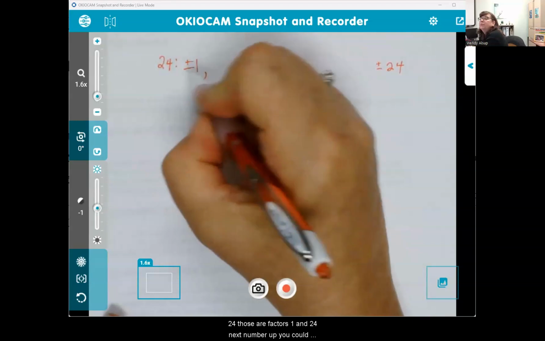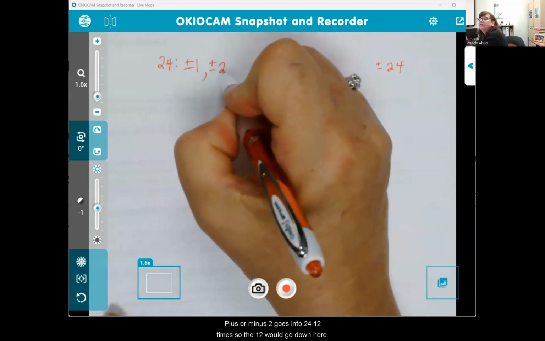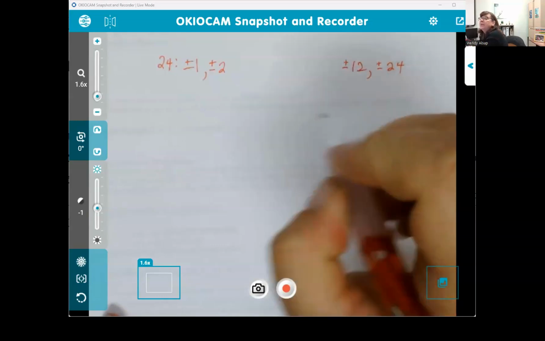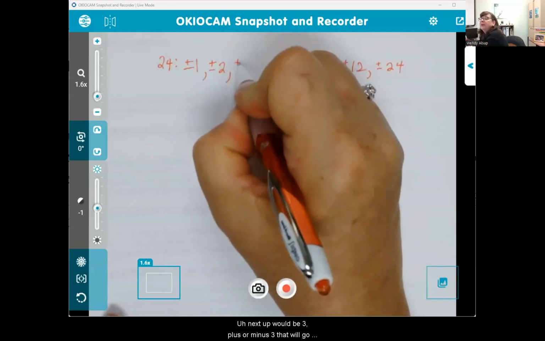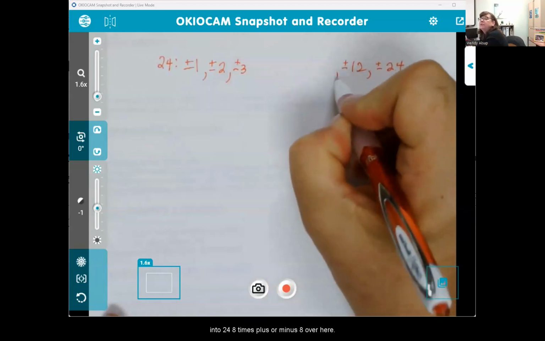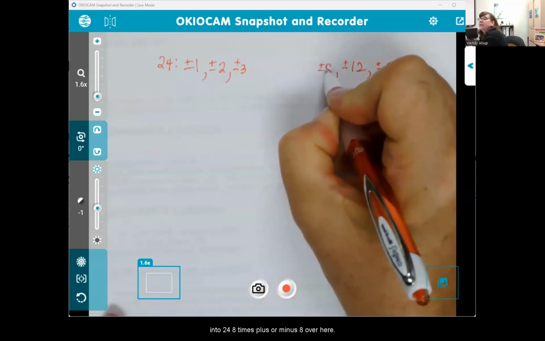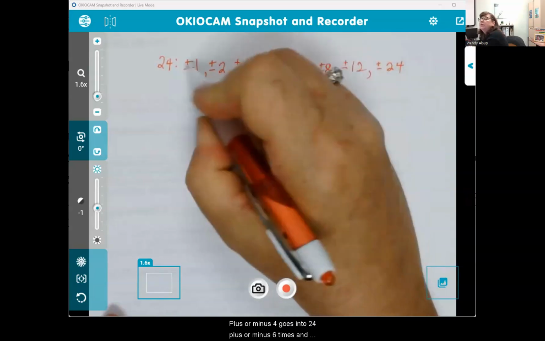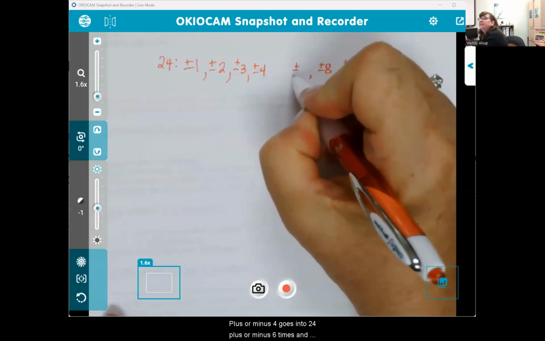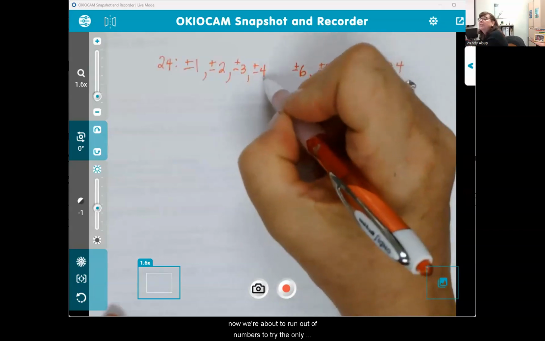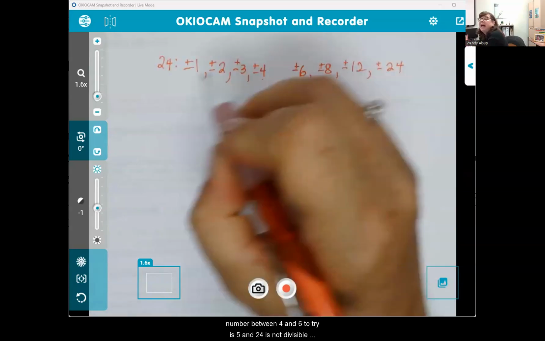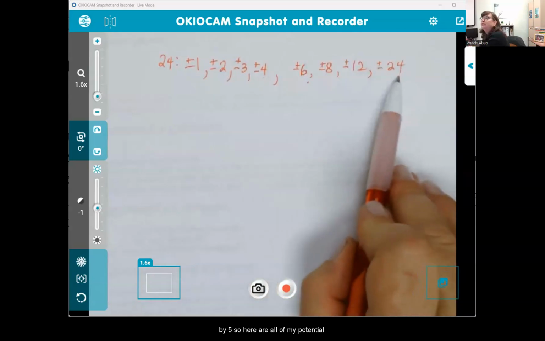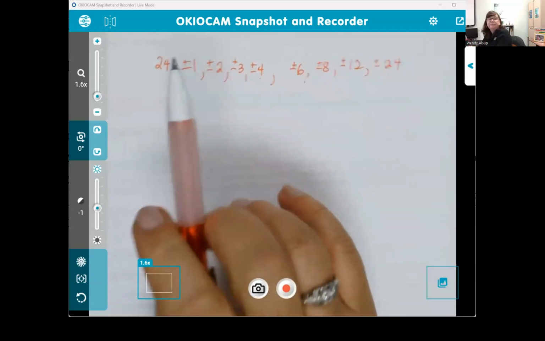Next number up you could divide 24 by is 2. Plus or minus 2 goes into 24 12 times, so the 12 would go down here. Next one up would be 3. Plus or minus 3 will go into 24 8 times, plus or minus 8 over here. Next number up to try is 4. Plus or minus 4 goes into 24 plus or minus 6 times. Now we're about to run out of numbers to try. The only number between 4 and 6 to try is 5, and 24 is not divisible by 5. So here are all of my potential factors of 24.